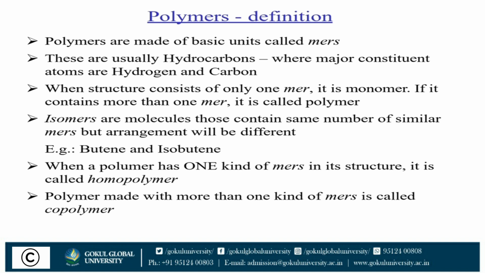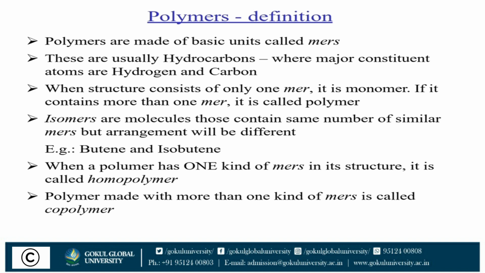Polymer: what do you mean by polymer? Polymers are made of basic units called mers. Those are usually hydrocarbons, where the major constituent atoms are hydrogen and carbon. When a structure consists of only one mer, it is a monomer. If more than one, it is called a polymer. Isomers are molecules that contain the same number of atoms but different structures. Butane and isobutane are examples of isomers.